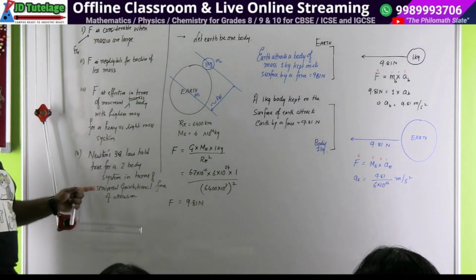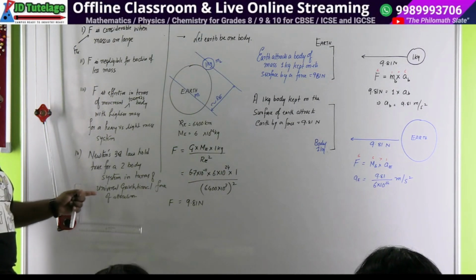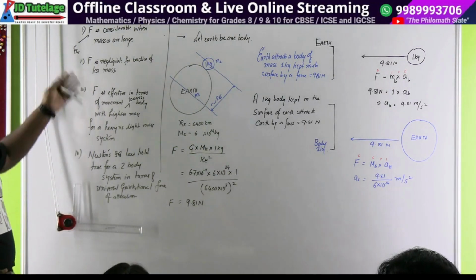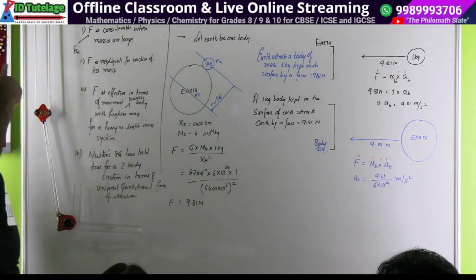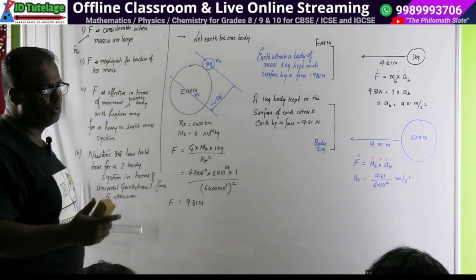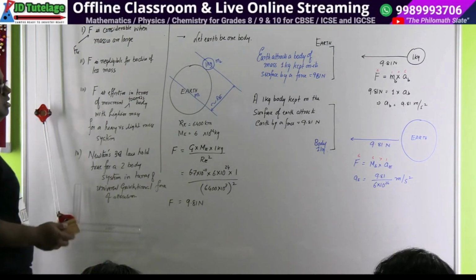Newton's third law holds true for a two-body system in terms of universal gravitational force of attraction. If you have understood, you should be able to write all on your own. Remember these, because in this chapter they don't give you calculations, they will give you more of true or false type questions.